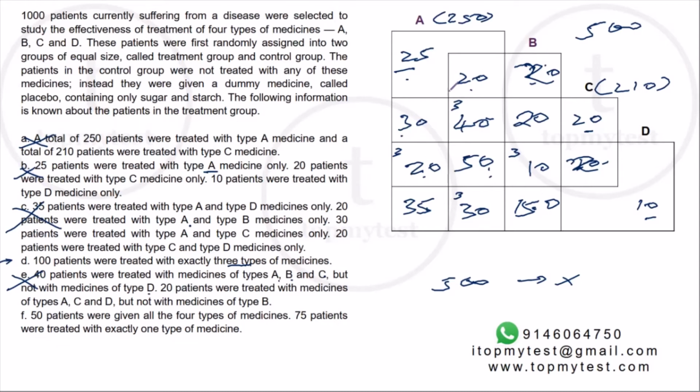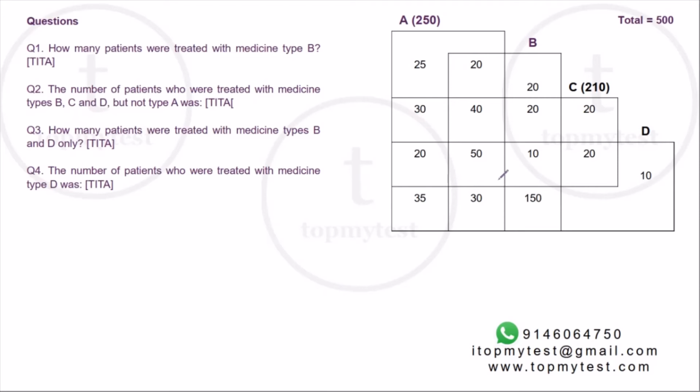Now we have filled up all the values inside the Venn diagram, right? We know every region. We can answer all the questions pretty easily. Let's go and solve them. Okay, I've written this down neatly. How many patients were treated with type B medicine? Type B medicine will be the total under type B. So 40, 80, 100, 150, 300 plus 40, 340 will be this total. The number of patients who were treated with medicines B, C and D but not A. That will be 10.